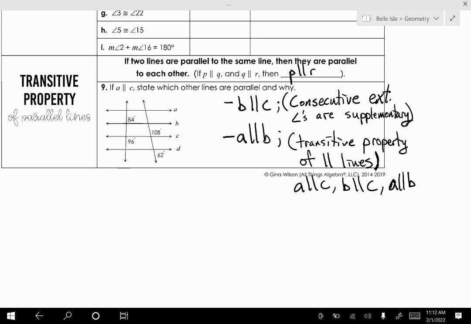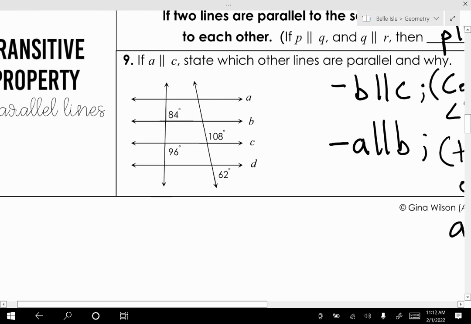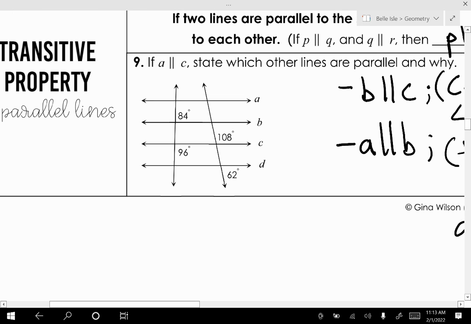Mr. Bennett, what's transitive property? Transitive property is if two lines are parallel to the same line, then they are parallel to each other. Okay, how do we get that B is parallel to C? Wouldn't the consecutive exterior only give you that C is parallel to B, and then you would get A is parallel to B?